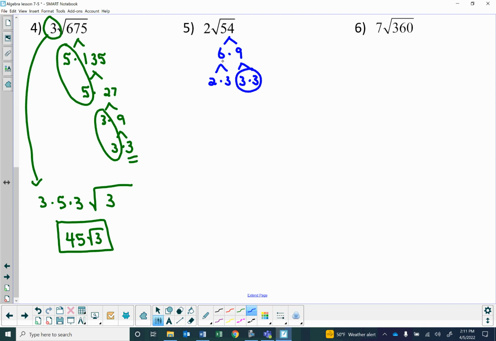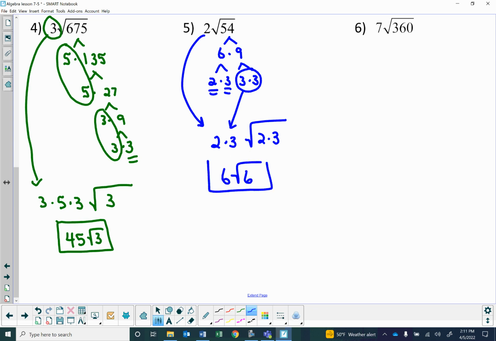So 3 times 3, that pairs up. These do not. So the 2 comes down because it was originally outside. One of the 3's comes out right there. And we're left with the 2 and the 3 that didn't come out. So 2 times 3 is 6 roots of 6. So 2 roots of 54 breaks down to 6 root 6.